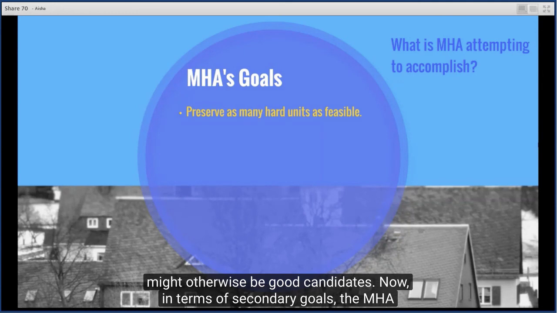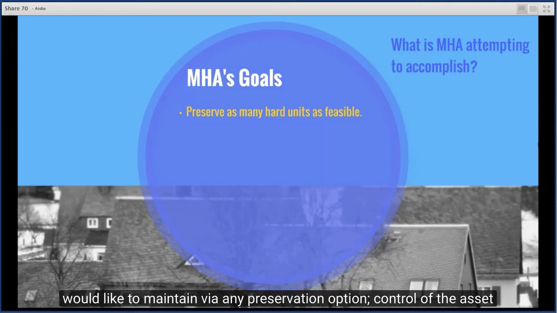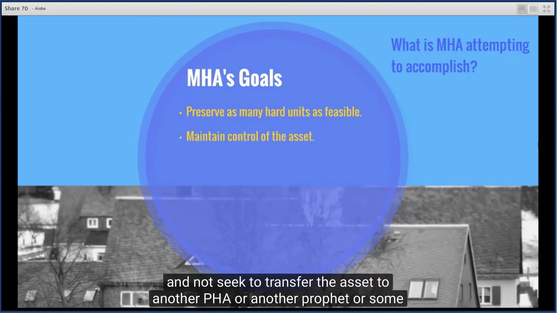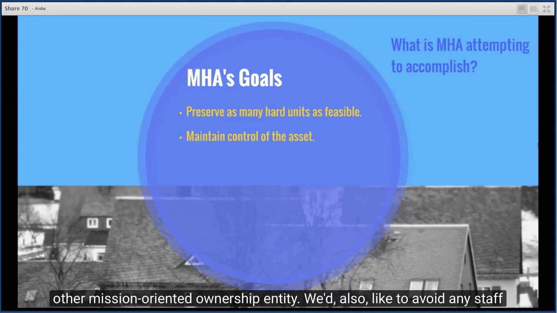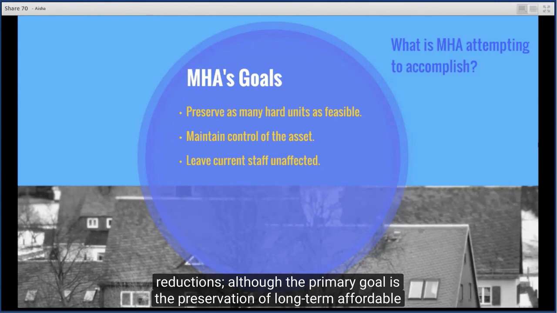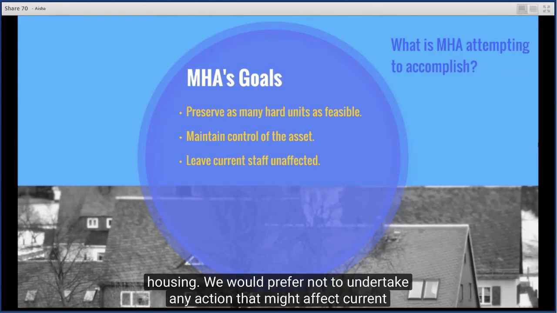Now, in terms of secondary goals, the MHA would like to maintain, via any preservation option, control of the asset and not seek to transfer the asset to another PHA or another for-profit or some other mission-oriented ownership entity. We'd also like to avoid any staff reductions. Although the primary goal is the preservation of long-term affordable housing, we would prefer not to undertake any action that might affect current staffing.